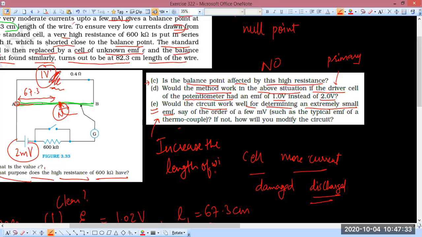Got it? Okay. Now there have been some questions from your side. Let me take those questions one by one and answer those. So one question is, what is a thermocouple? That was asked by Avinash.